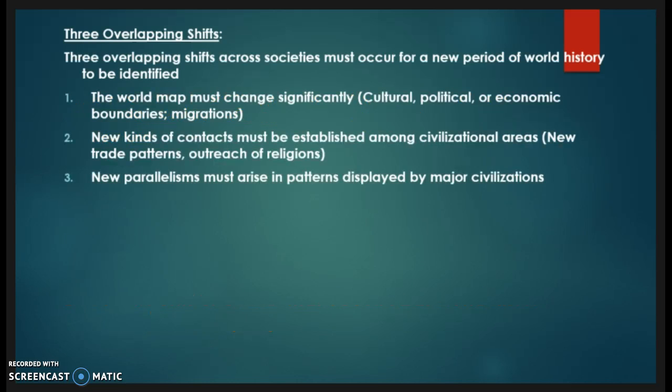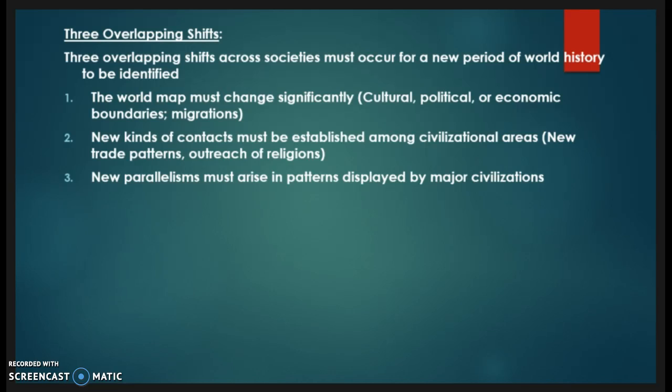Three overlapping shifts across societies must occur in order for a new period of world history to be identified. First, the world map must change significantly. Second, new kinds of contacts must be established among civilizational areas. And third, new parallelisms or similarities must arise in patterns displayed by major civilizations.